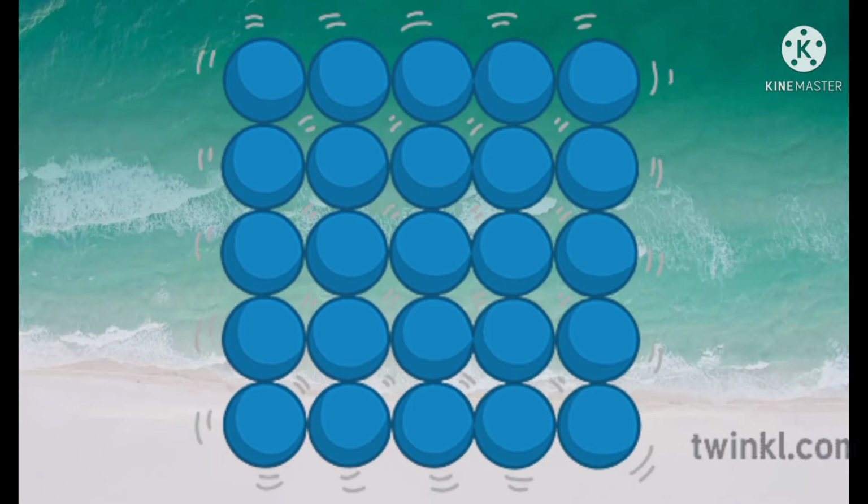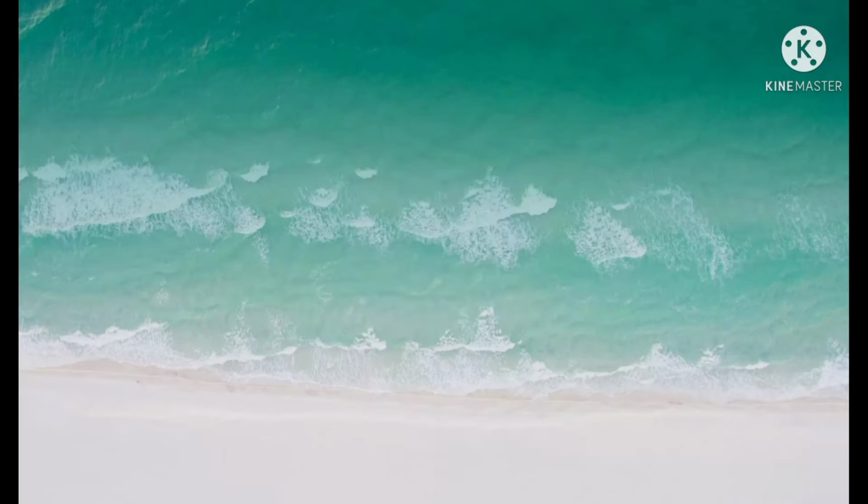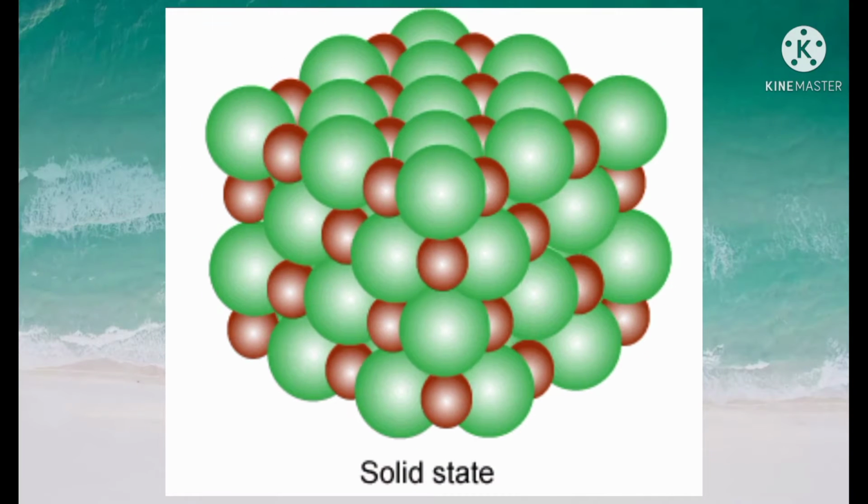A solid is matter that keeps its own shape. That is, it has a fixed shape. A solid has a fixed shape. The physical state of solids depends on how its molecules and atoms are arranged and how they move. This is matter in solid state.